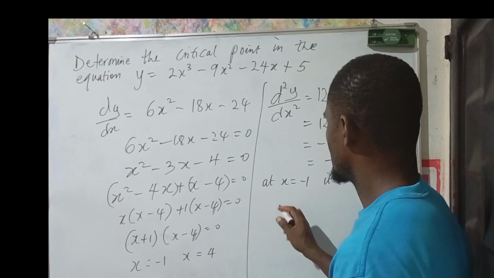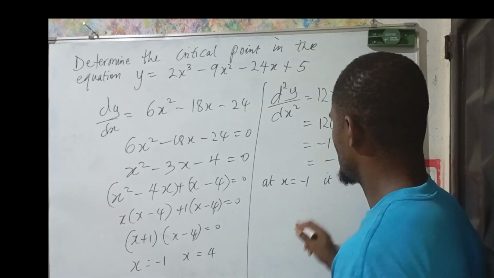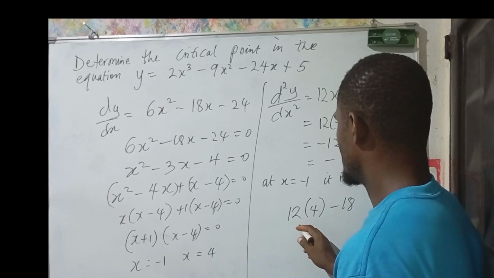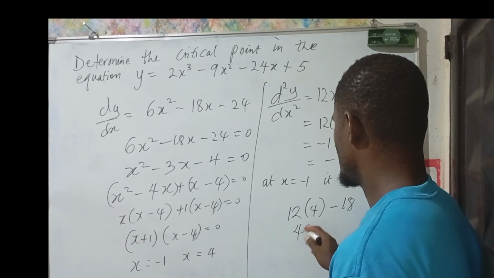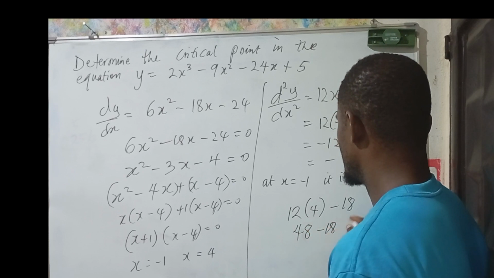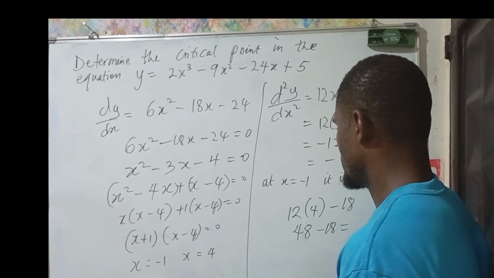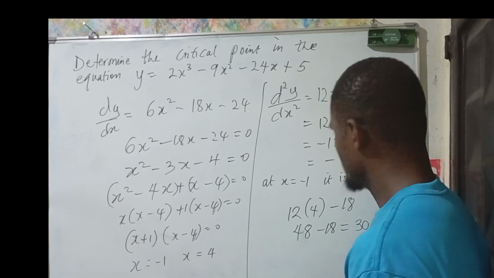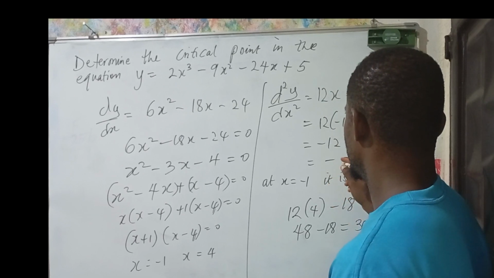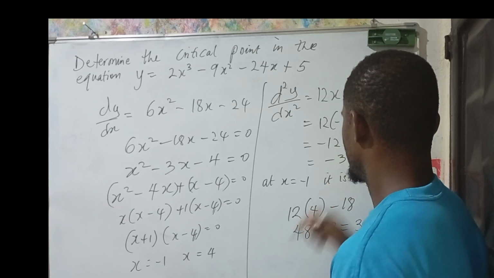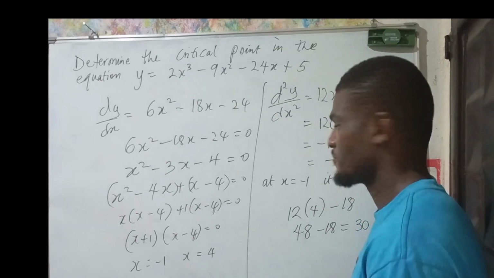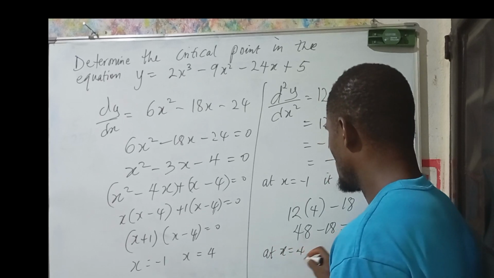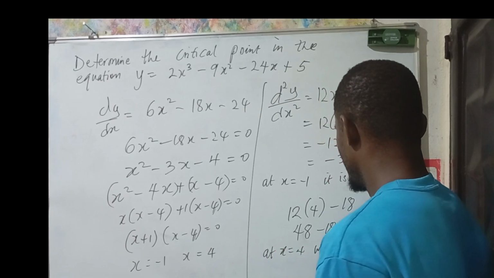And then we also test when x equals 4, still in this equation. So that will be 12 times 4 minus 18. And this is going to be 48 minus 18. So definitely this is a positive value, which is 30. The other one is a negative value, which is negative 30. So since this is a positive value, then we can say that at x equal to 4, we have a minimum.